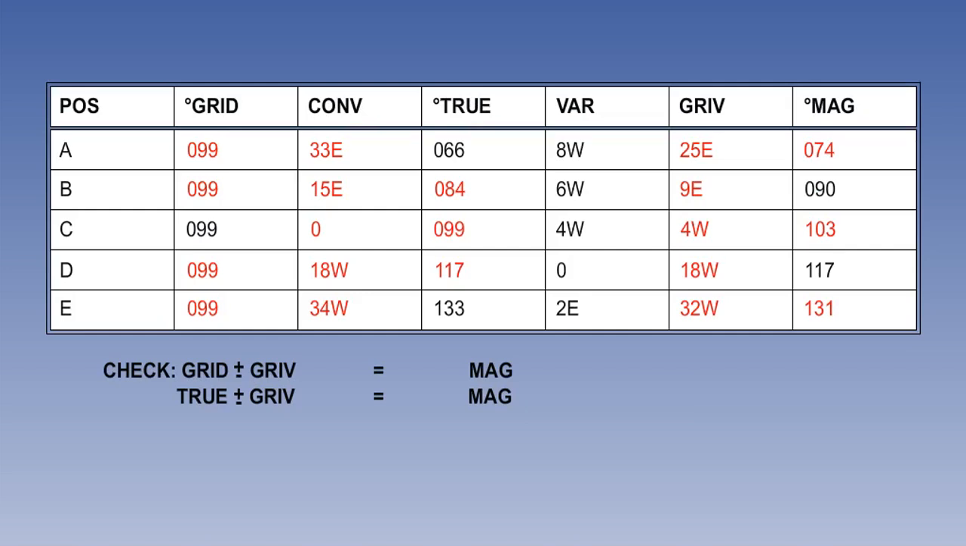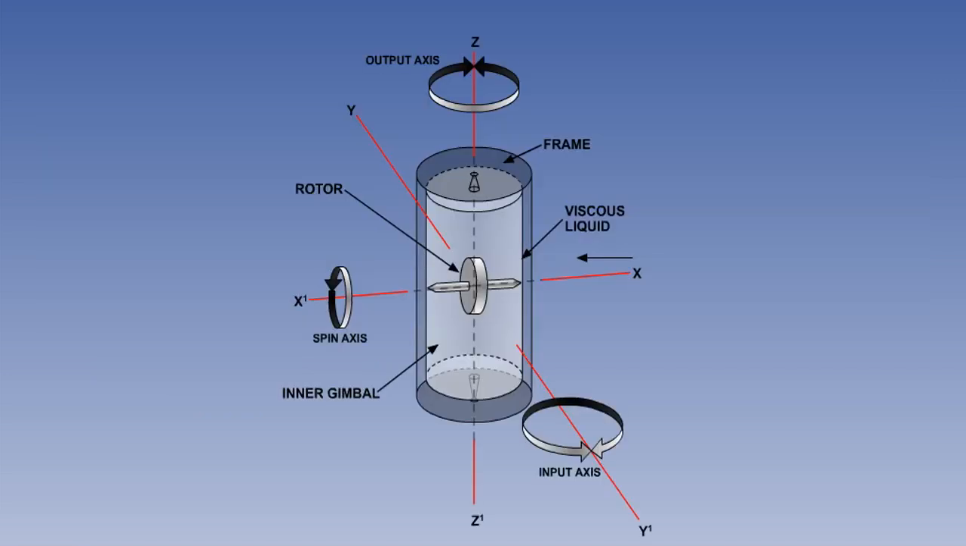Make sure that you can convert between grid, true and magnetic directions using grivation, convergence and variation, and understand how they are linked. When the compass is unusable because the Earth's magnetic field is too weak or the variation is changing too rapidly, we may choose to steer by gyro.